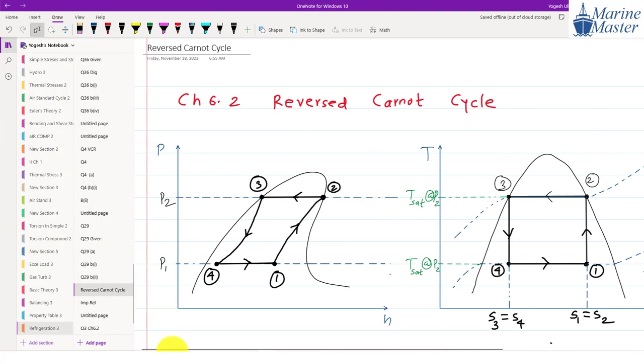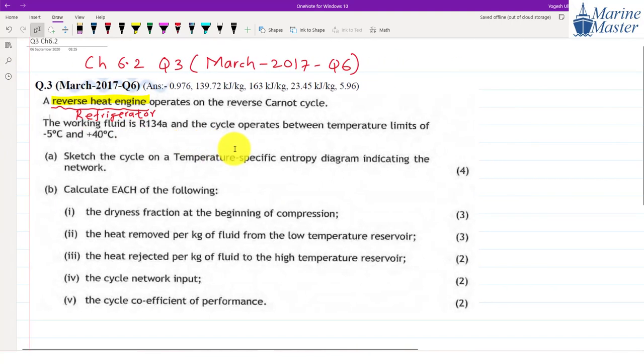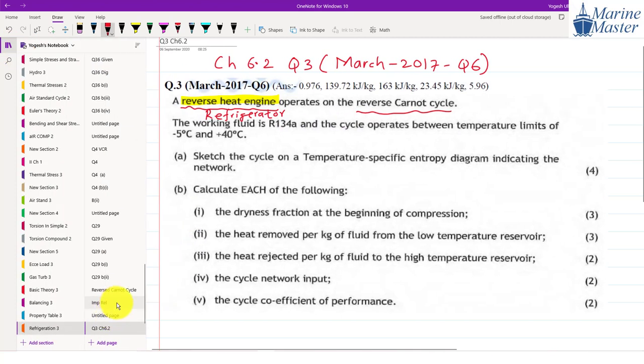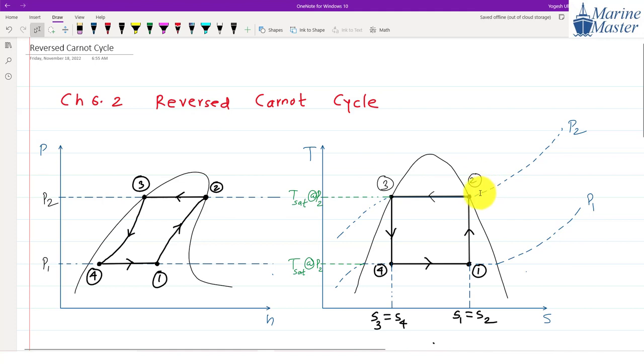In this question number 3, we have a refrigerator which works on the reverse Carnot cycle. In that case, our p-h and T-s diagrams will remain the same, the diagrams we studied while studying the theory. Try to see the scenario here. It is a very, very important discussion we are doing.